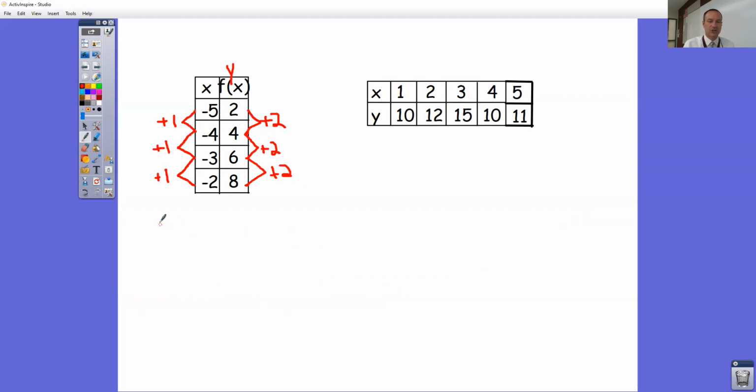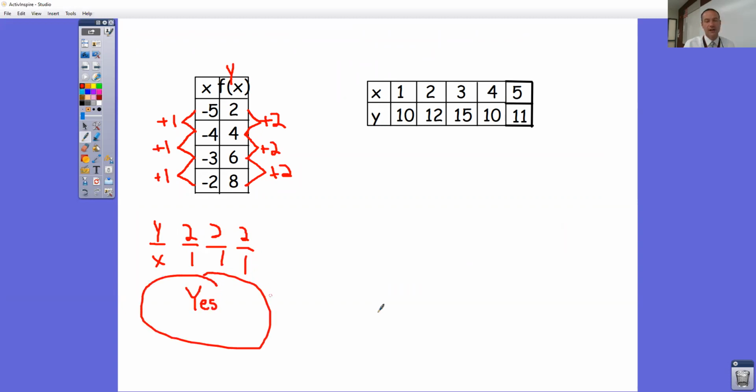So when you do your change in your y over your change in your x, we have to do 2 over 1, 2 over 1, and 2 over 1. Those are all the same. So our final answer is that it does form a linear function. It would be a yes.